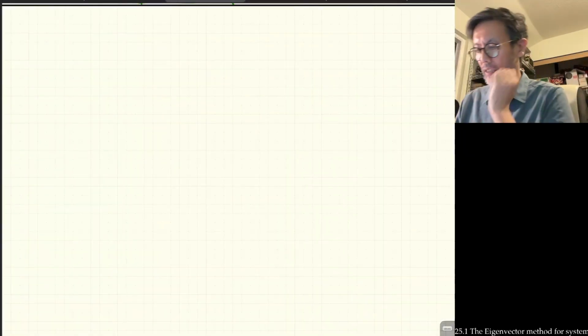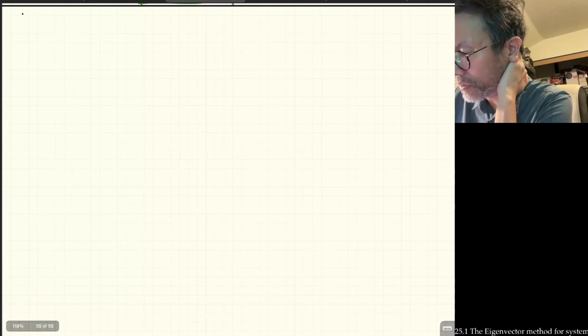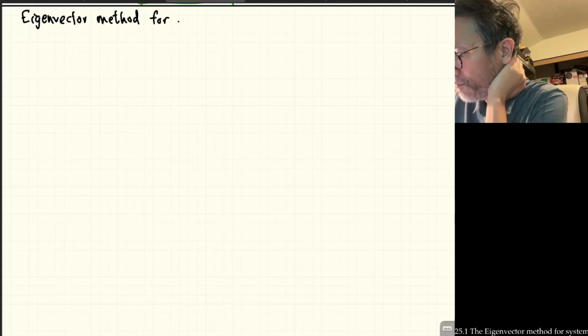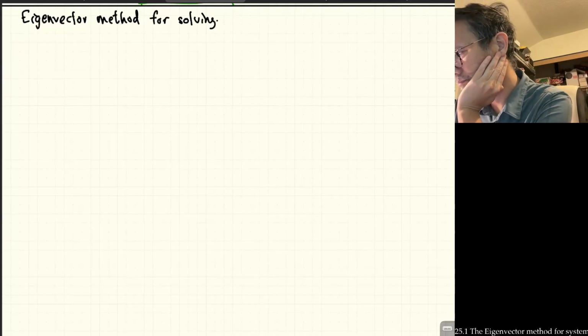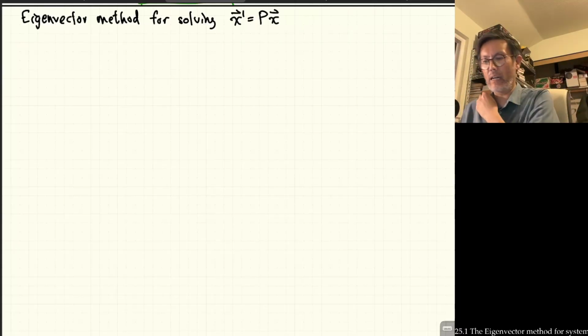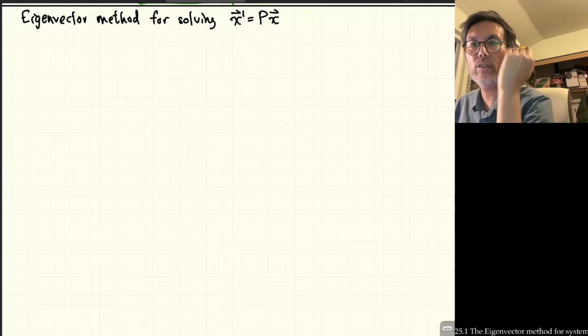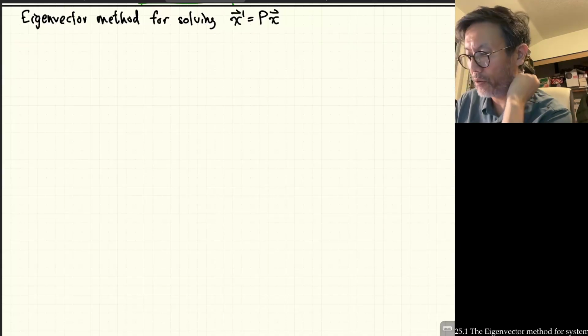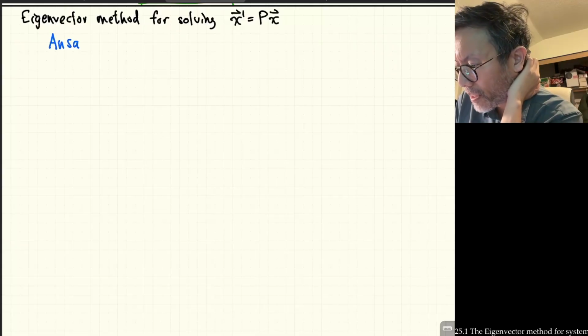So just as a reminder, let me title this first. Eigenvector method for solving systems. I'll just call it x prime equals Px, right? Because this is the form, remember, that our system of differential equations takes, where P here is an n by n square matrix. And remember, we make a guess about the solution, the ansatz, as it's called.